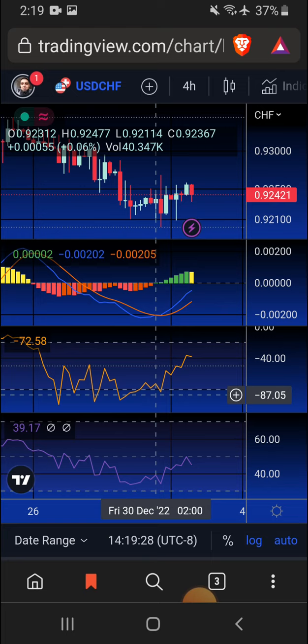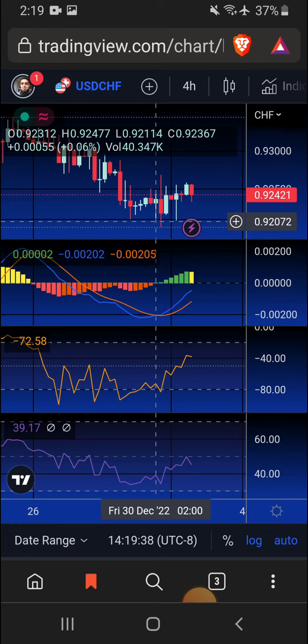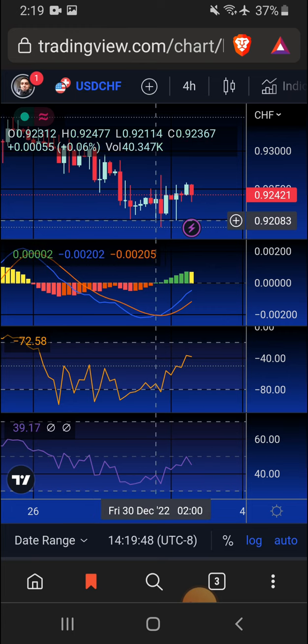So we just got a bit of a long signal on, I think it was Friday in the morning, early morning, for USD against the Swiss franc. So the signal was around 0.923.